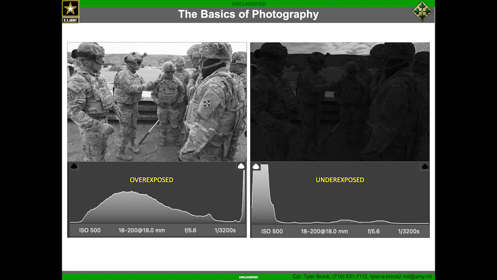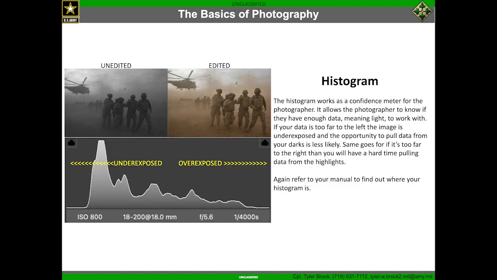On the opposite side of that is the underexposed image. I've got some detail going out. There's some data going to the left outside of the histogram, as you can see. So I would not be able to pull that data out from my shadows. There would be no information, no detail that I could pull from my shadows. So again, make sure the data in your histogram is within your left and right limits.